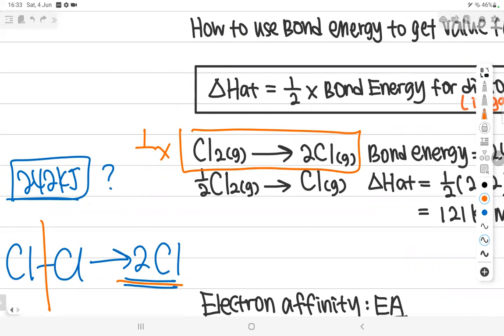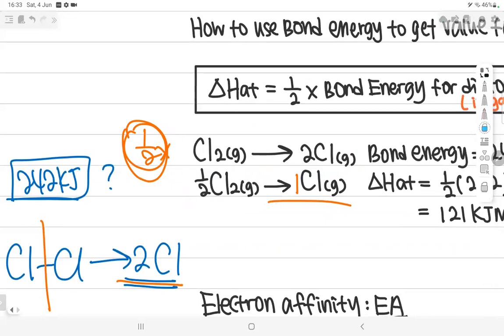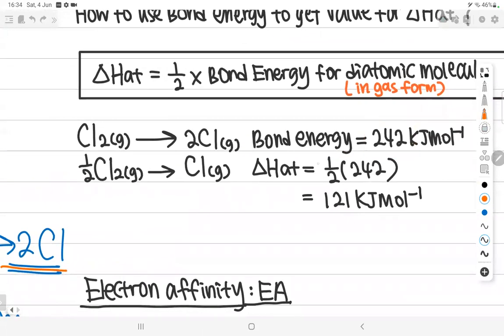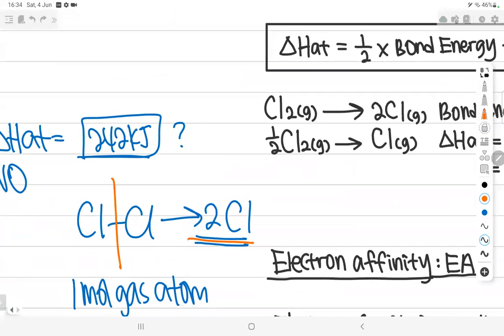Because if you multiply half by Cl2, the equation becomes half Cl2. If you multiply half by 2, you get 1. So when everything is multiplied by half, you get 1 mole of gas atoms, which is the enthalpy of atomization that we want. Since everything is multiplied by half, the bond energy needs to be multiplied by half as well. So this 242, multiplied by half, gives 121. As simple as that. Actually quite simple, common sense.